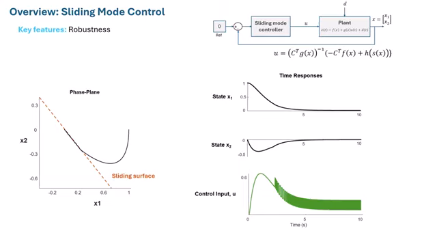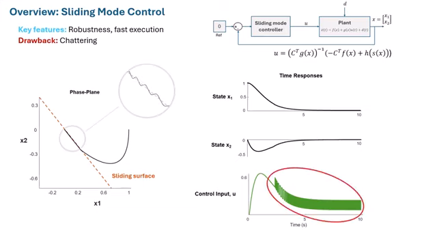Another notable feature of sliding mode control is its fast execution, as it doesn't require computationally intensive calculations. One drawback of sliding mode control is the chattering in the control input, caused by the discontinuous control action used to keep the system on the sliding surface. While this provides robustness, chattering is undesirable as it can cause actuator damage and unwanted system dynamics.